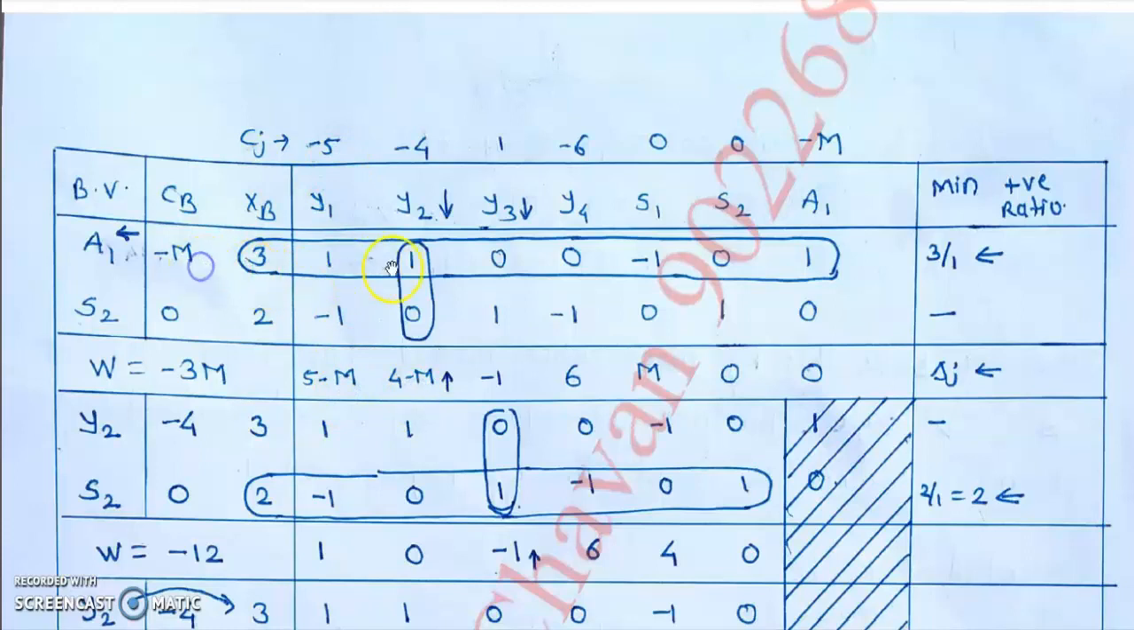Similarly here, minus M into 1 plus 0 into 0. So total is minus M plus 4, which is 4 minus M. Third is minus M into 0 plus 0 into 1. Total is 0 minus 1, which is minus 1. Here, minus M into 0 plus 0 into minus 1. Total is 0 minus 6, which is plus 6. Similarly all other constants.